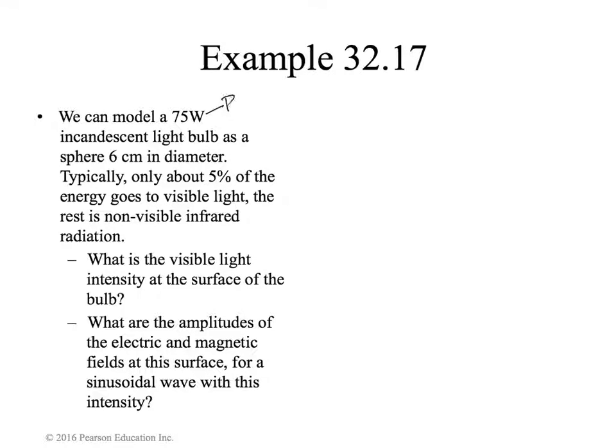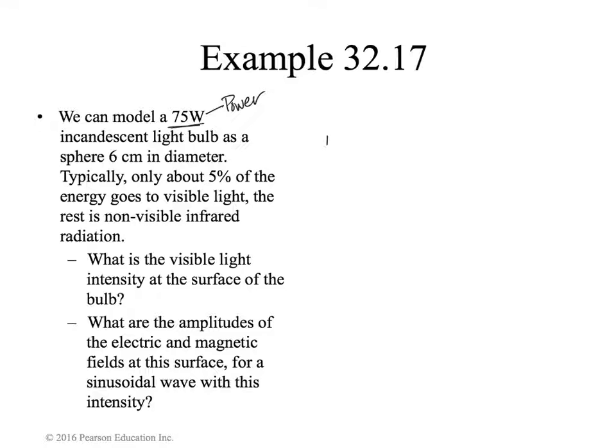So remember, that's a power. And we can model it, or imagine that it's a sphere with a diameter of 6 centimeters. And if only 5% of the energy goes into visible light, the rest is non-visible infrared. So basically they're saying that only 5% of this power is going to be visible light.